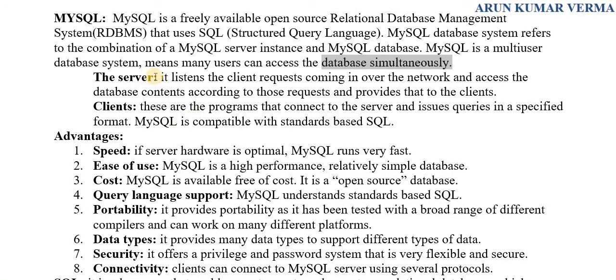So what is a server? A server listens to the client's requests coming in over the network, accesses the database contents according to those requests, and provides that to the client. Basically, the client sends the request to the server and the server provides the response according to the request. Which type of request? Based on the database. So clients are the programs that connect to the server and issue queries in a specified format. According to these programs, the server provides the response.